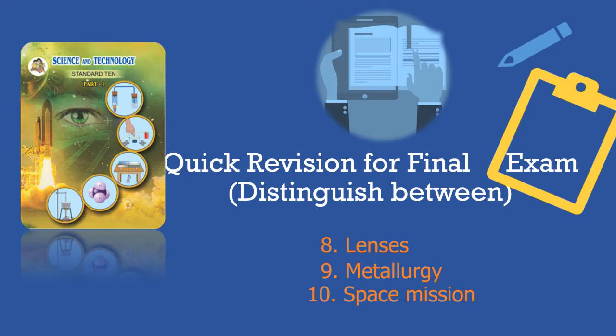Welcome to Learners Academy. Today is the fifth and final chapter of the quick revision for final exam series on distinguish between question and answers. Here I'll be covering 8th, 9th and 10th chapter, that is lenses, metallurgy and space mission. I'll be giving you the best notes for final exam, and I'll be covering all the distinguishes for Science 2 also in the coming days. All these questions are from Maharashtra Board 10th standard. Stay focused throughout the session and let's get started now.